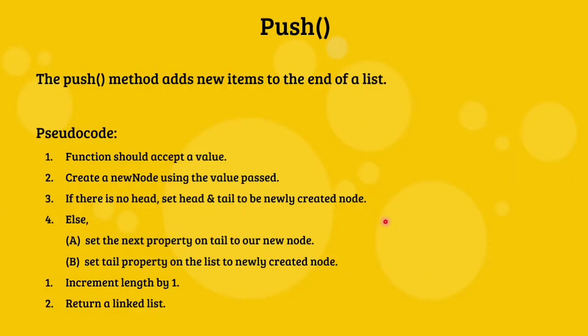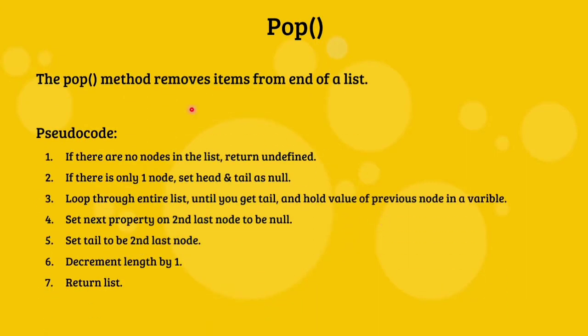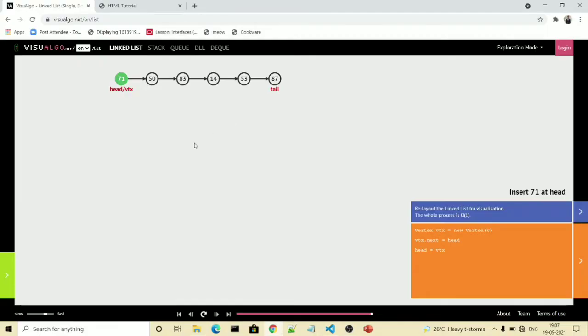Once we have implemented the push method, it's time to see the pop method in a linked list. Firstly, the pop method is used when we want to remove the last item from our list. And how it actually works, let's visualize in our VisualAlgo. Here, suppose I want to remove 87. So I will simply make use of the pop method.